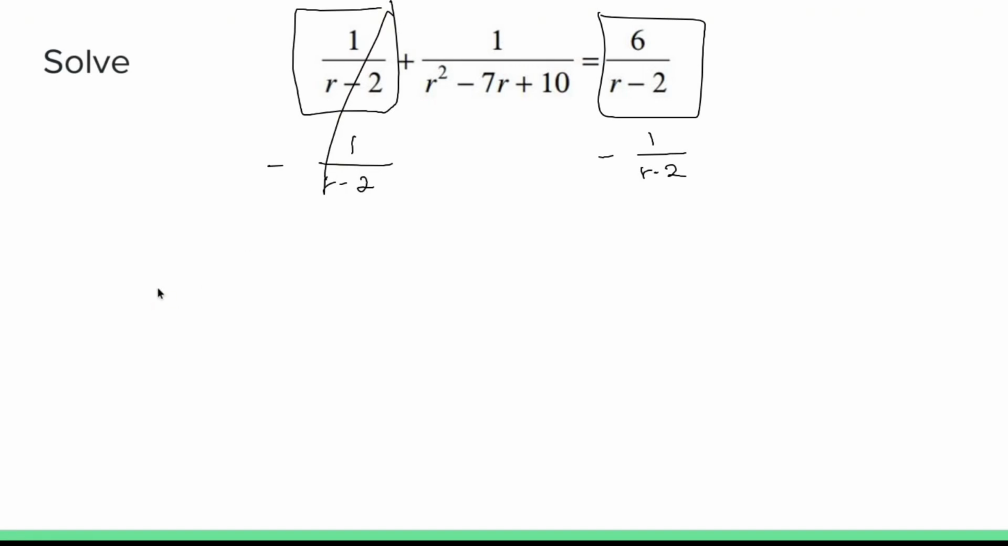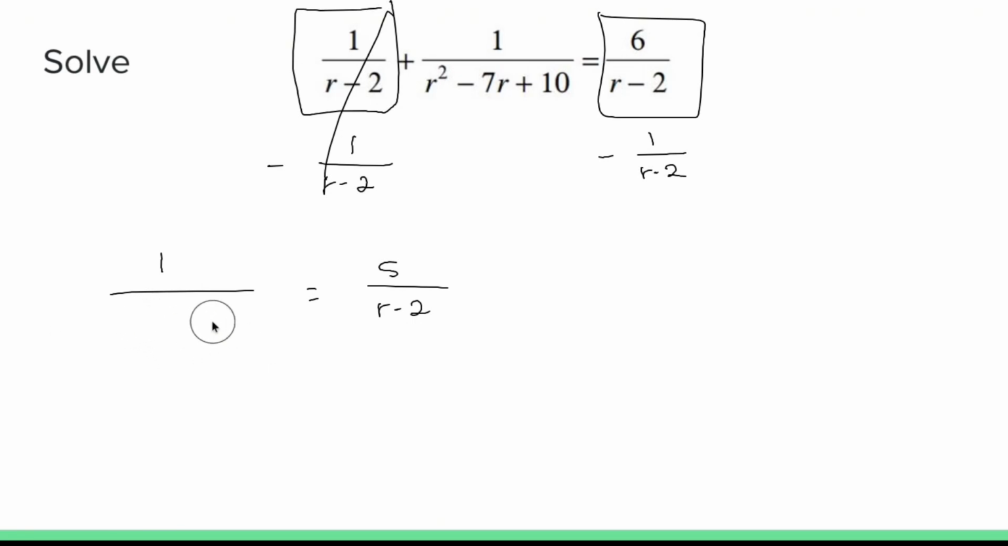When I do that, this goes away. I'm left with 1 over blah, blah, blah equals 5 over r minus 2. Now, why did this go blah, blah, blah is what you're asking. Well, I'm not a vampire, that's for sure. But if I look at this, I should be able to say, I could FOIL that. Yeah, I can FOIL that just fine. So this becomes r squared minus 7r.